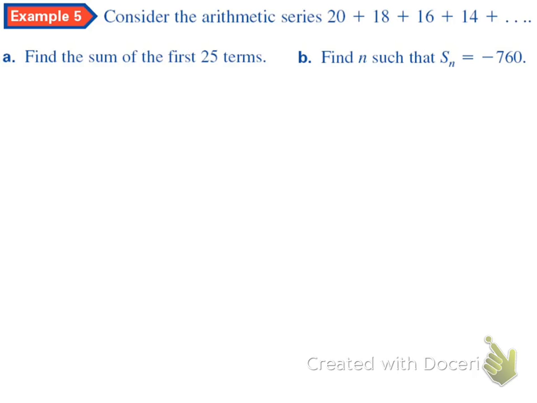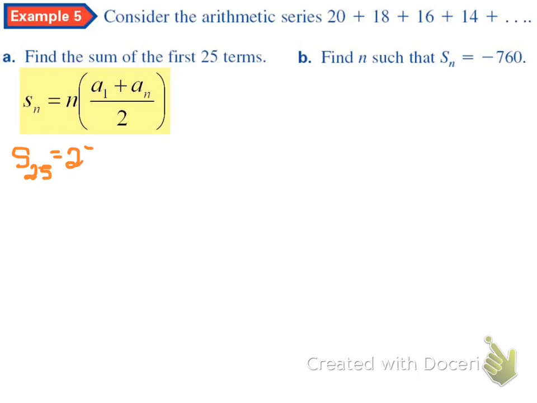Okay, here in example 5, the first thing we want to do is find the sum of the first 25 terms. Since in the directions they have told us that this is an arithmetic series, we know that we need to use the summation rule, that the sum of any number of terms would be equal to the number of terms times the average of the first and last term. Well, what we want is the sum of the first 25 terms. So that would be equal to 25 times the average of the first term. Well, the first term here is 20. Plus, we want the last term. The last term would be the 25th term.